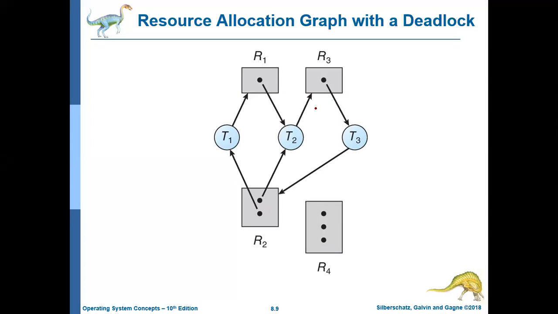Anyone can raise their hand. Yeah, we have a cycle here. You can start from R2, R2 to T2, T2 to R3, R3 to T3, T3 to R3 again. This is a cycle. This particular one is a cycle. This is not a cycle. It is a cycle.